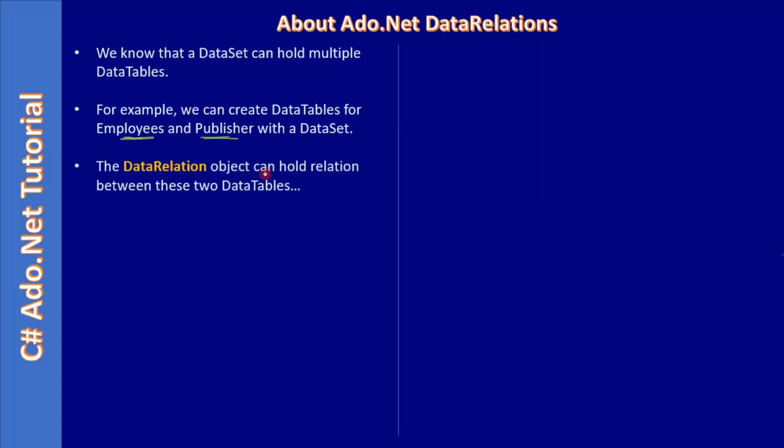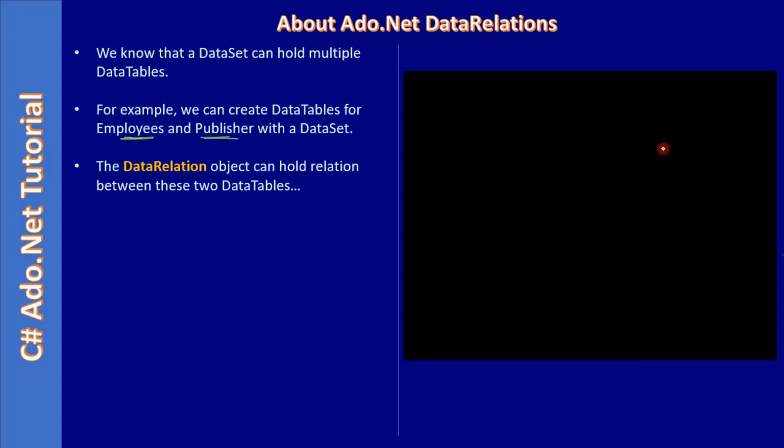The data relation object can hold a relation between these two data tables, because in the backend SQL Server we saw that employee and publisher tables are related based on the publisher ID. The publisher ID is the primary key in the publisher table, and the employees table also has the publisher ID that acts as a foreign key. That means the column in the employee table will refer to the publisher row entry in the publisher table.